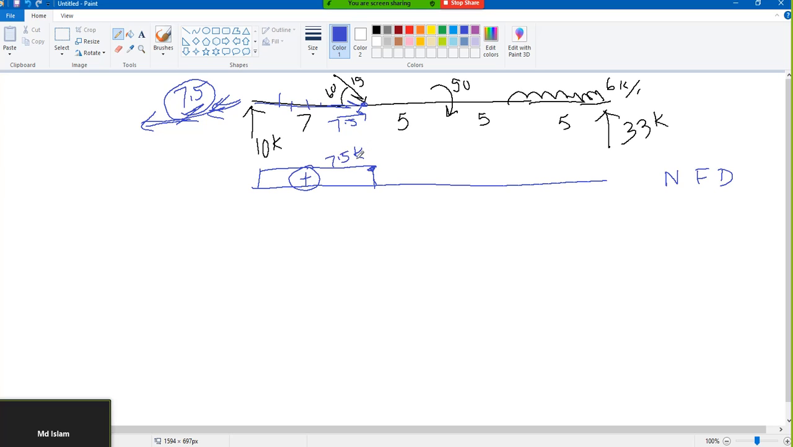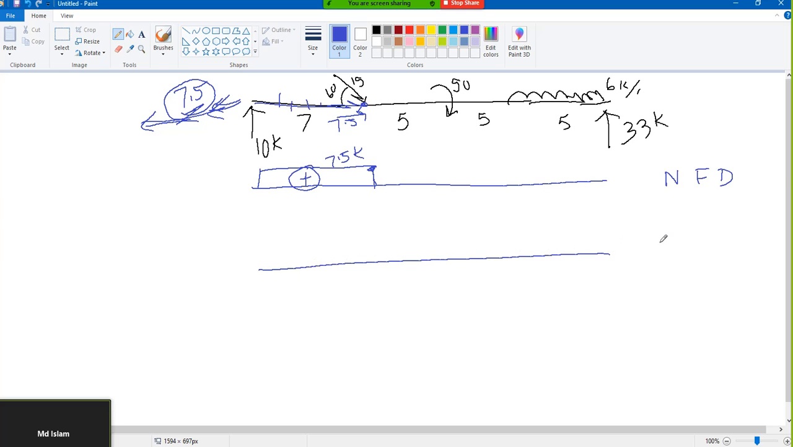Something else. Normal force is not common in a beam. It is very uncommon. So most of the time, in your FE exam or even in the PE exam, you will see questions on the shear force diagram and bending moment diagram. Normal force is rarely asked. It's not so important or not so common.